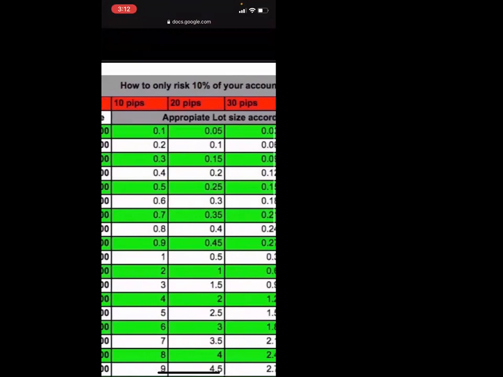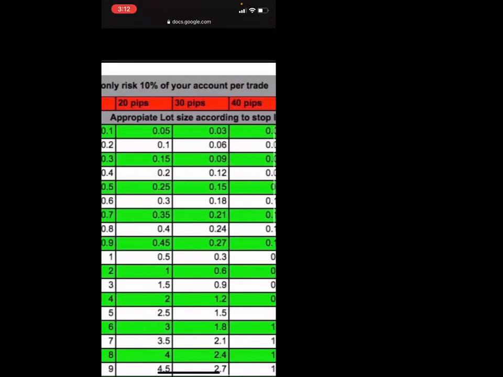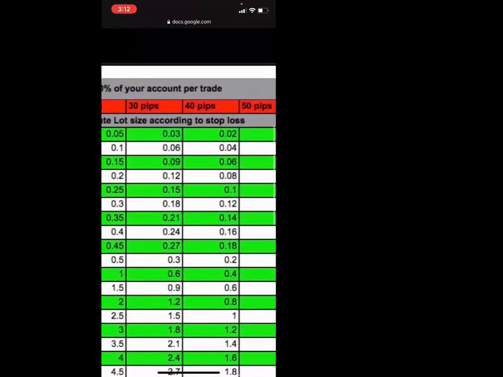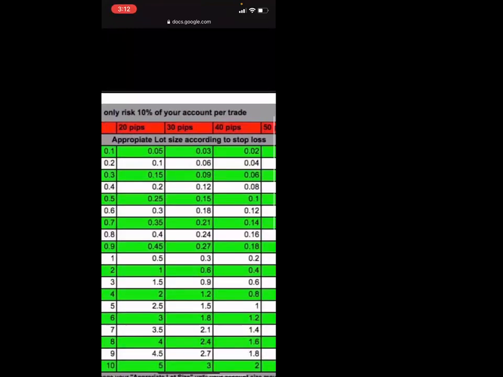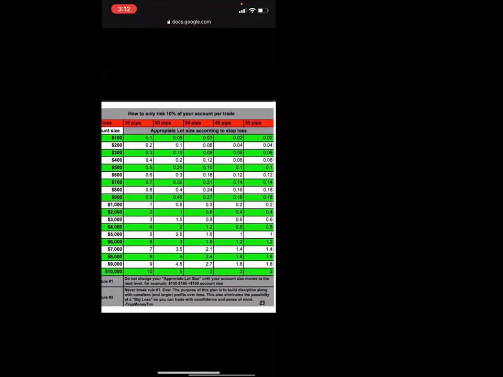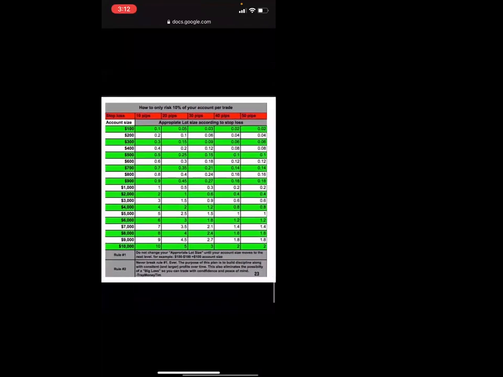If it's a 20 pip stop loss, use a 0.05. And I'm going to explain how they got these numbers in a second. But 30 pip stop loss, 0.03, 40 pip stop loss, 0.02. So it's literally telling you what lot sizes to use based on your account size and based on the trade.